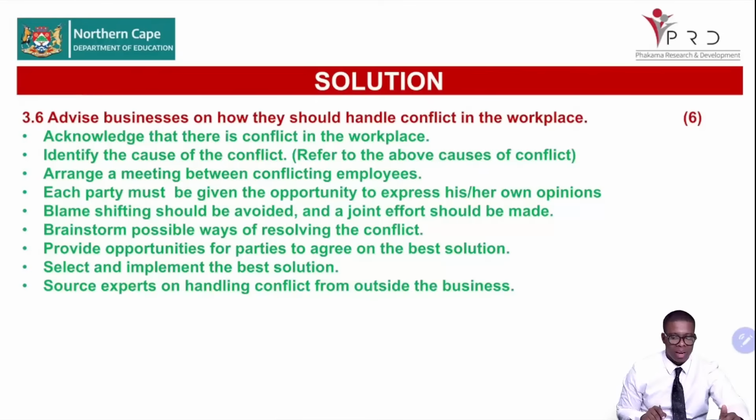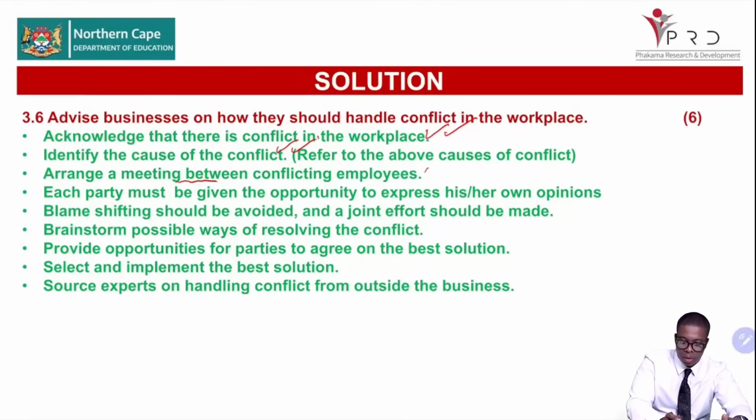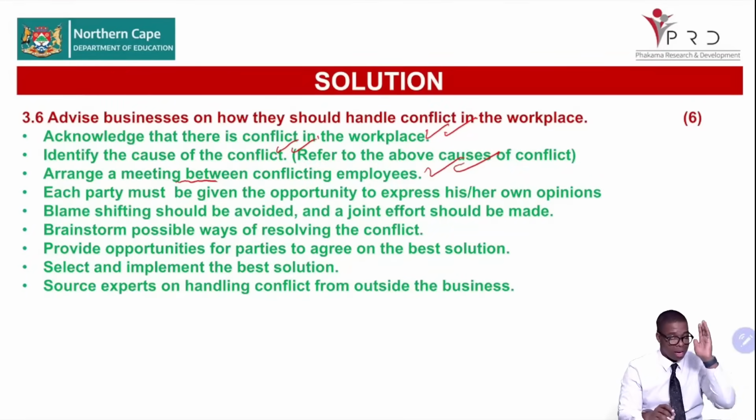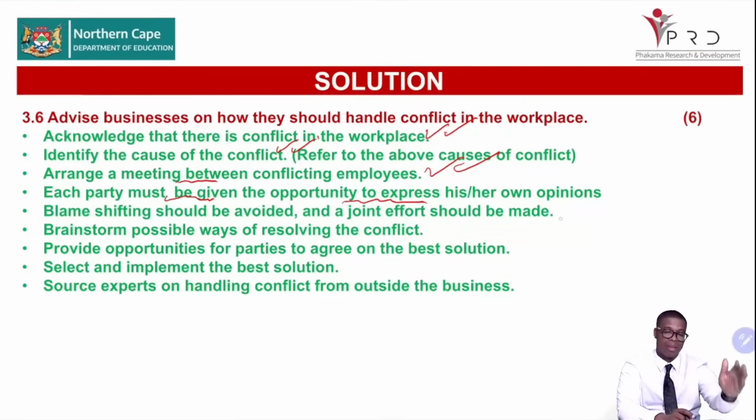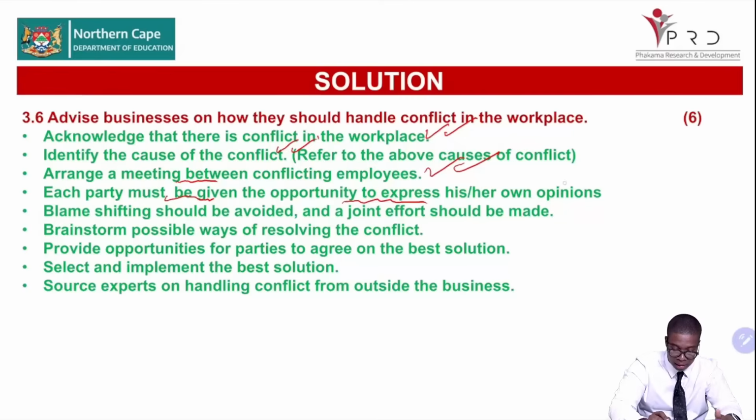Now, advise the business on how to handle conflict. Acknowledge that there's conflict in the workplace. Then identify the cause of conflict in the workplace. Arrange a meeting with the conflicting parties, employee A and employee B, who are in the conflict. Then each party must be given an opportunity to express their opinion. So employee A says what their problem is and employee B does the same.